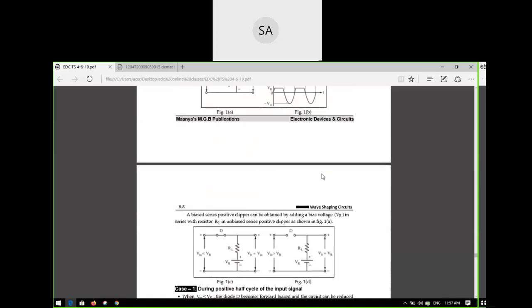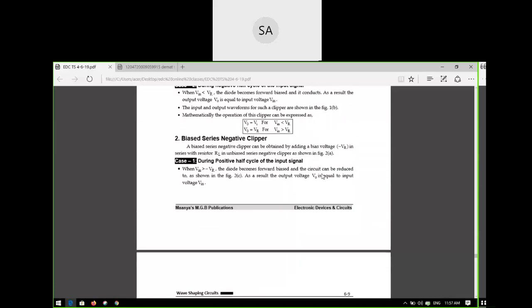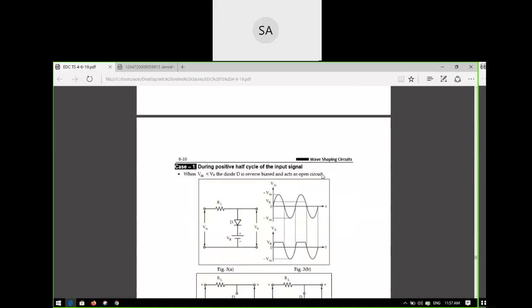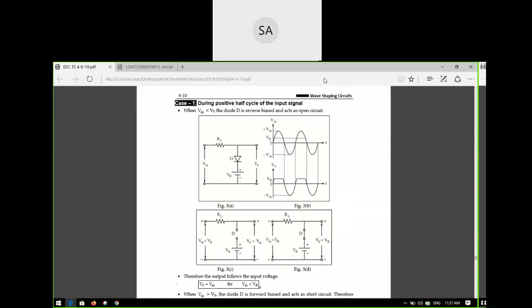This is the biased portion, and do it in your own way. I will also tell in the next class, but you should learn on your own, then only can you understand more. Is it clear, all of you? Yes, sir. Okay, right.